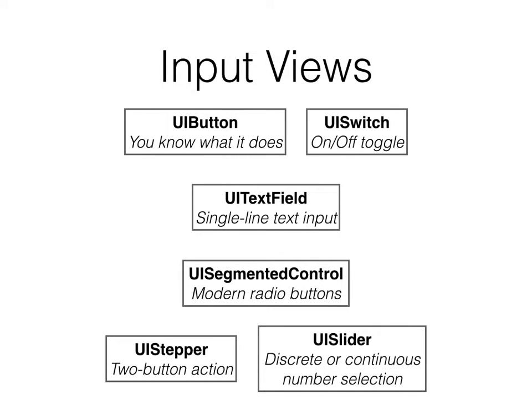We have input views. We have a button and a switch, formerly named a checkbox, but it's now a switch in iOS. We have a text field for our single line input. Segmented control, which replaces the Windows list of radio controls. Now it's just a bar and you select tabs. It's kind of like a tab thing. We have a stepper, which is your up and down control, and we have a slider, and you should never use a slider because users hate them and they just don't work.